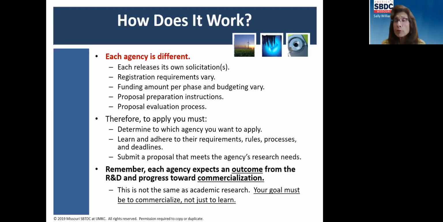In order to apply for an SBIR or STTR, you have to be registered on SAM. You have to have a DUNS number, and there are other registrations. They're different by agency. Where can you get this information? You can get it on either SBIR.gov or on each agency's SBIR website. All the solicitations are published. It is public record, and so you can find them all online.